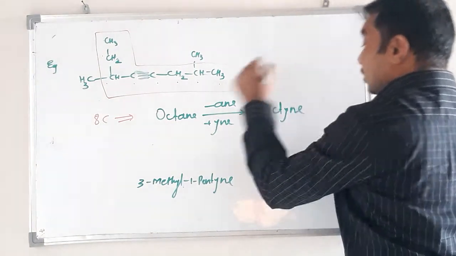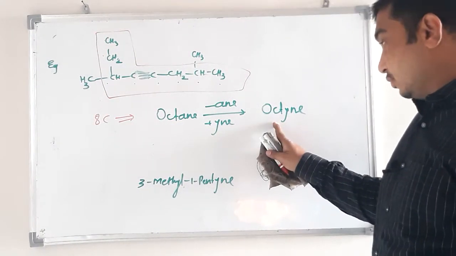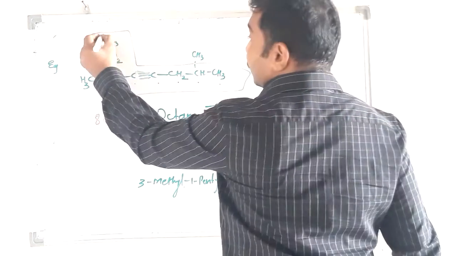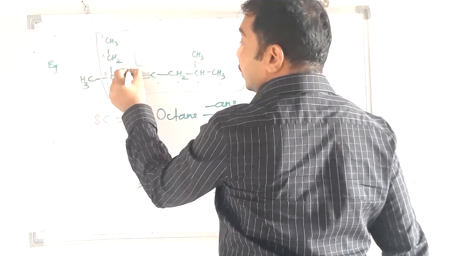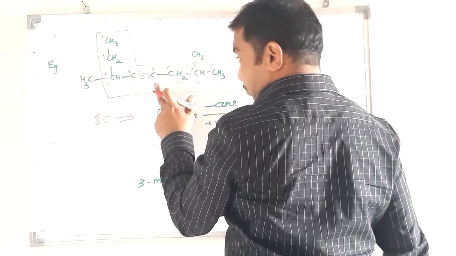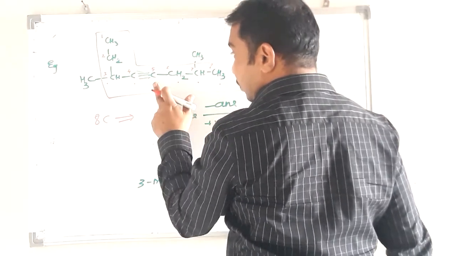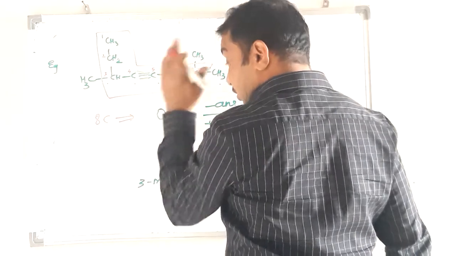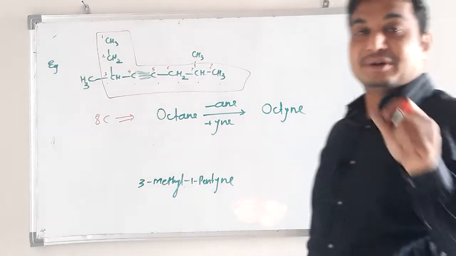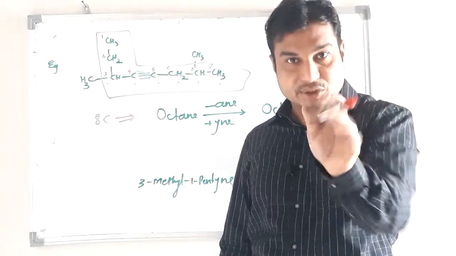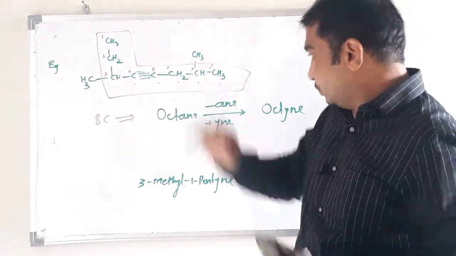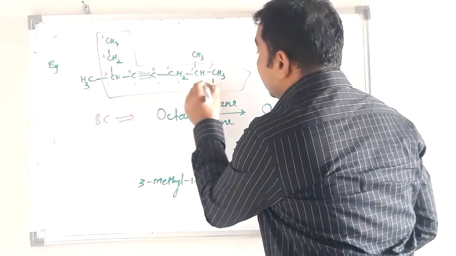So the parent name will be octyne. Then give numbering: 1, 2, 3, 4, 5, 6, 7, 8. Now see, from both sides the carbon atoms of the triple bond get the same number.